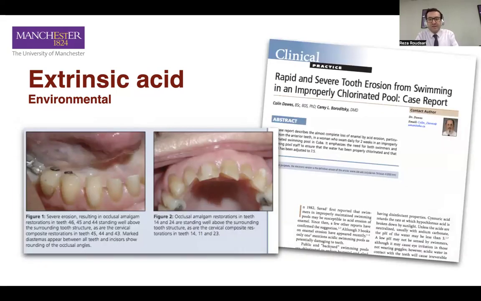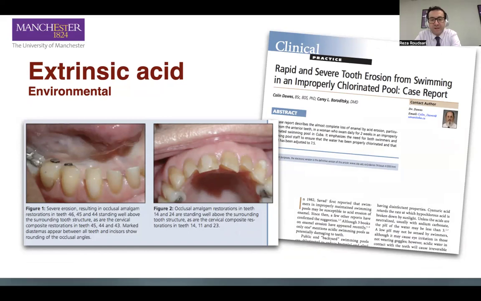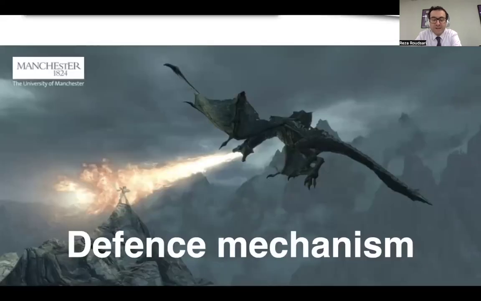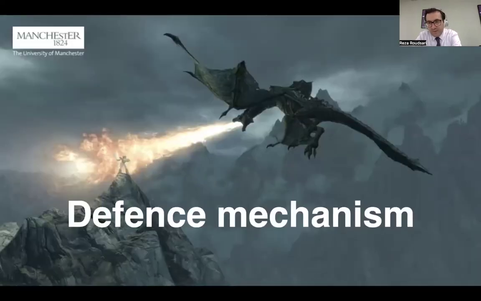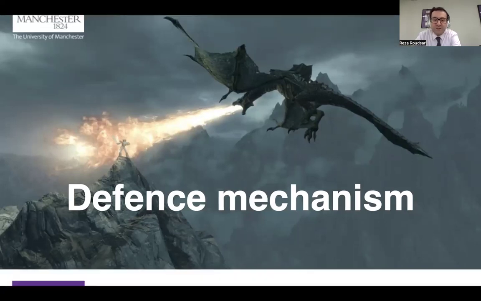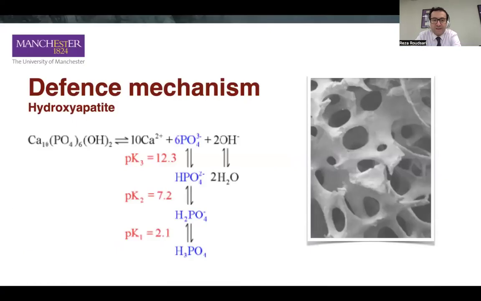And you can see here's another case report from Brazil, and you can see again the mouth of a swimmer, and it looks like somebody has already prepared all these teeth for some crowns or veneers, and this is generally the effect of the poor quality swimming water on these athletes. So again, I talked a lot about what acid can do to your teeth and where it's coming from. But then the question is, what is our body doing to defend itself against all this acid?